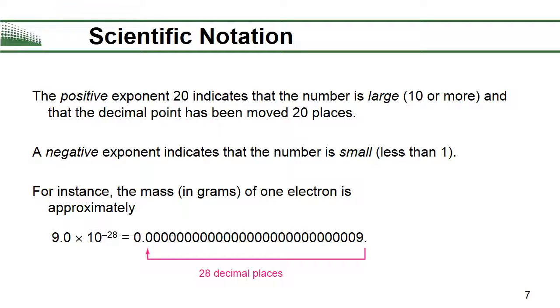Here's an example. The mass of one electron is 9.0 times 10 to the negative 28. In order to change this to the regular number, we're going to move the decimal from the 9 28 places. Very small number.